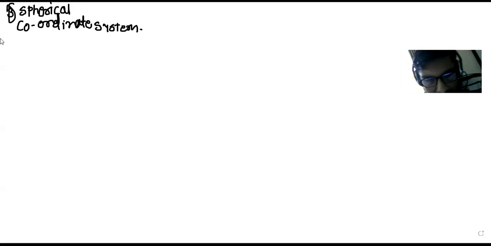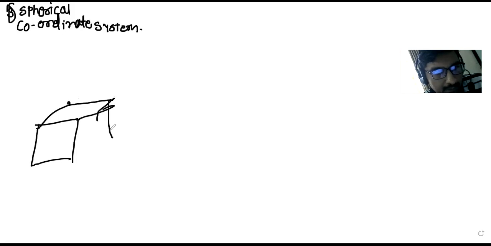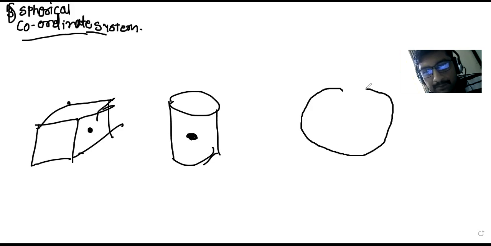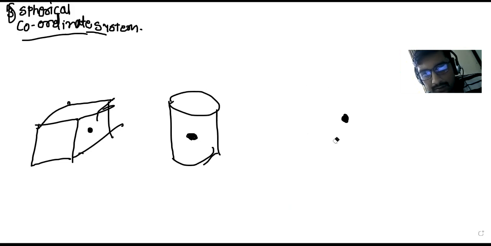Now, in case of rectangular, as I said, there would be a rectangular block, and this point is defined with respect to that rectangle. In case of cylindrical coordinate system, as I said, there would be a cylinder, and the point inside that would be defined with respect to the cylinder. Now, as its name implies, in spherical coordinate system there would be a sphere, and the point inside that would be defined with respect to that sphere, right? So let us move ahead to understand what is there in spherical coordinate system.